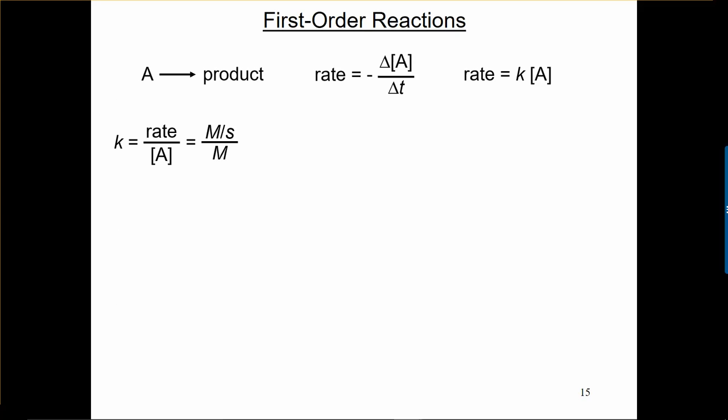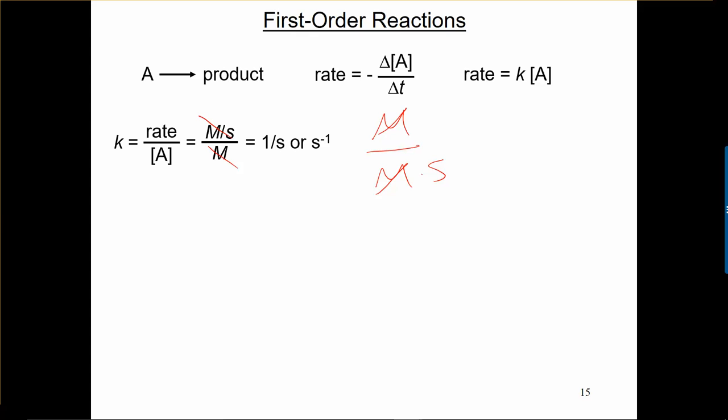So for that, my K would have these units: molarity over, basically just per seconds, okay? It'd be per seconds because the molarities would cancel, and you'd be left with seconds, because rate is molarity per second. They didn't write that very clearly, but it would be molarity over molarity times seconds. These would cancel, you'd be left with seconds, okay? So those are the units of a K for a first order reaction.